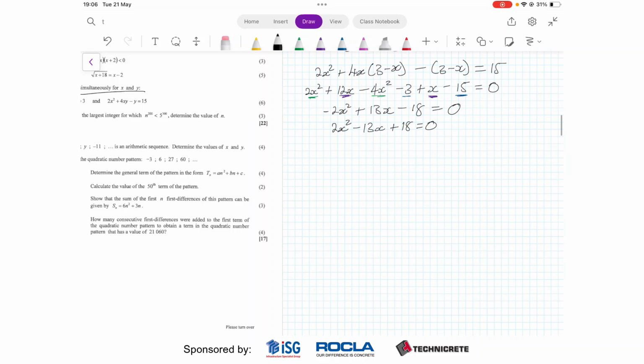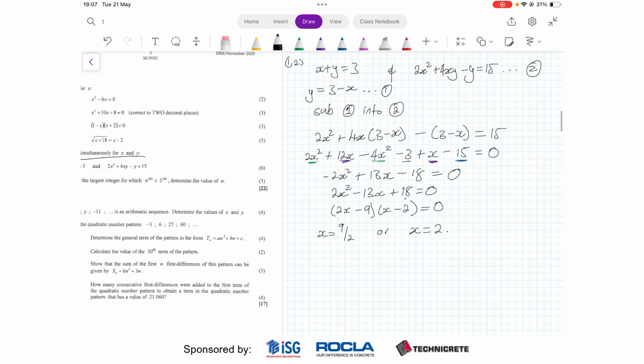So now we are looking for factors of 18 and 2 that can give us a 13 in the middle. But we know that 18 is the product of 9 and 2, so we will have (2x − 9)(x − 2), which gives us a 0 there. Therefore, your final answer will be x equals 9/2, or x is equal to 2.